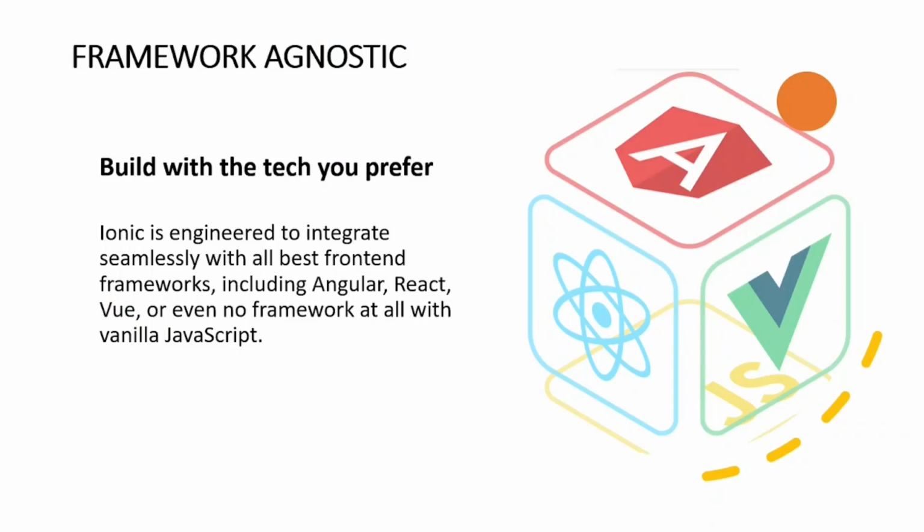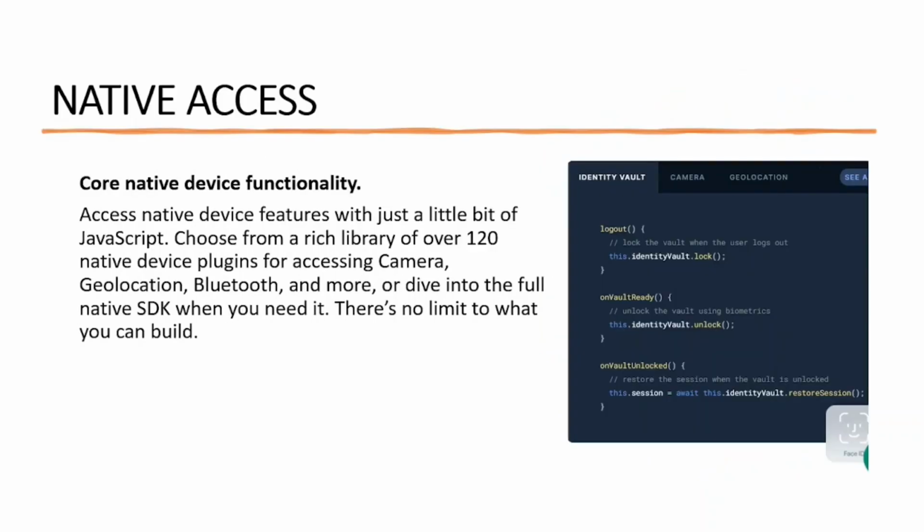You can build the Ionic application with the tech you prefer. Ionic is engineered to integrate seamlessly with all the best front-end frameworks, including Angular, React, and Vue. Or even if you prefer no framework, you can use simple vanilla JavaScript to build your application on top of Ionic. Ionic has great access to the native functionality of mobile devices. You can choose from a rich library of over 120 native device plugins for accessing cameras, geolocation, Bluetooth, and more, or dive into the full native SDK when you need it. So there's no limit to what you can build.